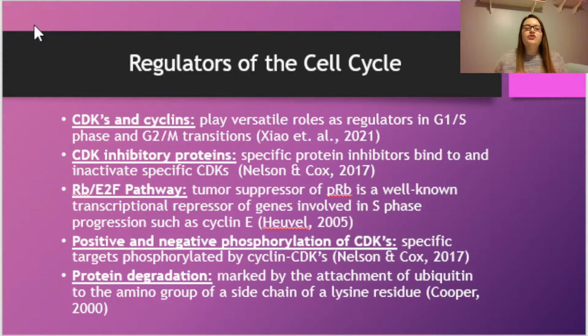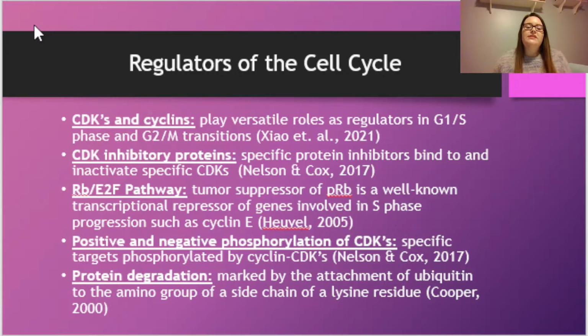Now, in regards to different regulators throughout the cell cycle, first, we already talked about these, the CDKs and the cyclins. They play a very important role as regulators in specifically the G1/S phase and the G2/M transitions. This is where they are important. And we'll also look at a diagram that shows us specific CDKs and cyclins that regulate each part of the cell cycle. Next, we would have the CDK inhibitory proteins.